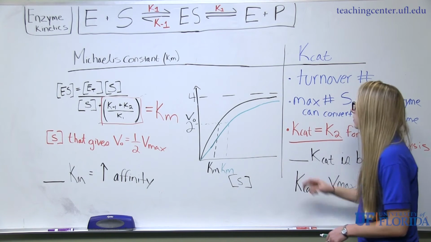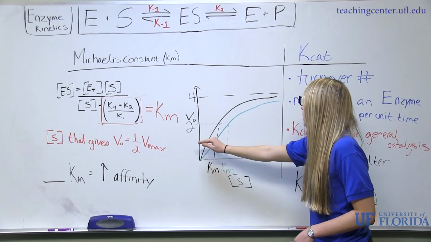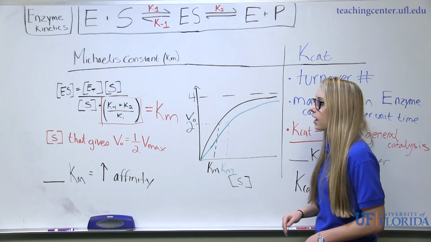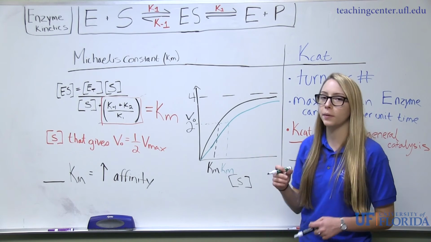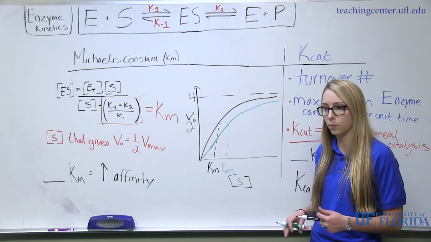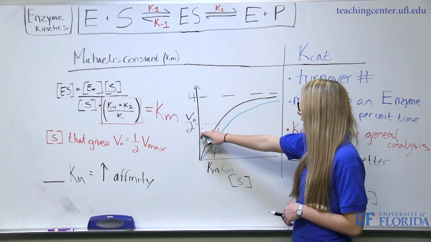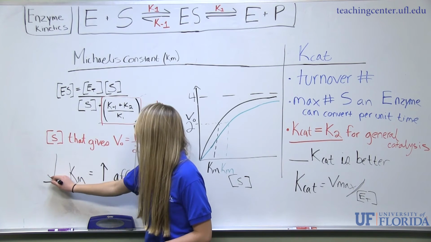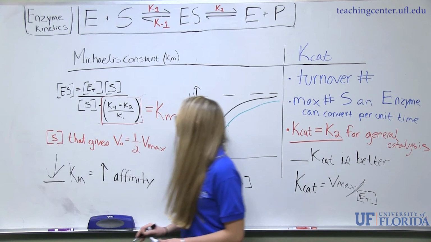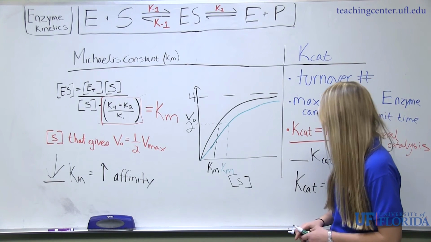So looking at this, we see that if we want to reach a velocity of 2, for the green curve, we're going to have a higher substrate concentration. That's not what we want. We want to be able to use the least amount of substrate possible to have our reaction proceed at the same rate. So here, Km is actually going to be better when it's lower, because this means that you're going to have a higher affinity between the enzyme and the substrate.